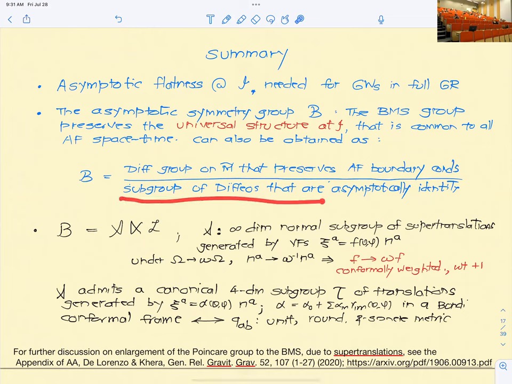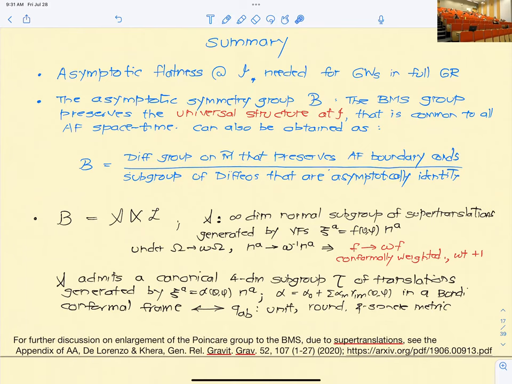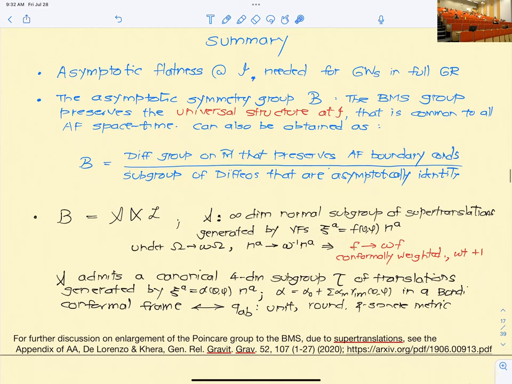that preserves the asymptotically flat boundary conditions. And I can take the quotient by the subgroup of diffeomorphisms that are asymptotically identity. They don't do anything at all at infinity. The quotient is the same as this BMS group. So there are two descriptions. I discussed the more intrinsic one in the lecture just now. And the BMS group is a semi-direct product, and S is an infinite dimensional normal subgroup of super translations. And it is generated by vector fields which are vertical up here.